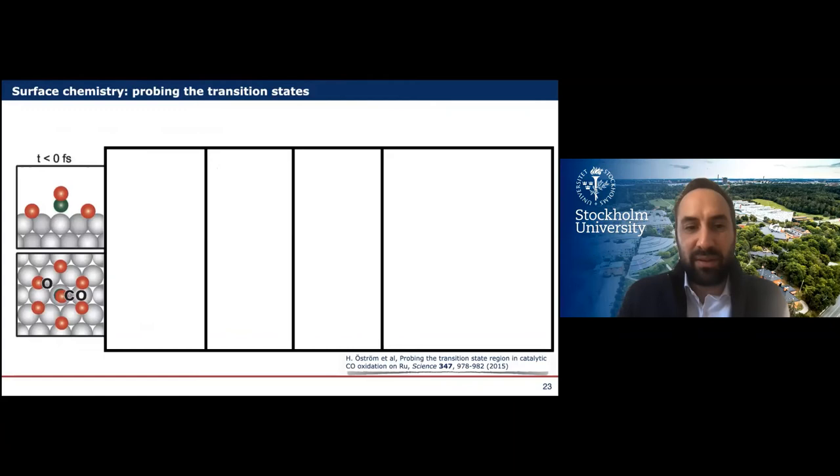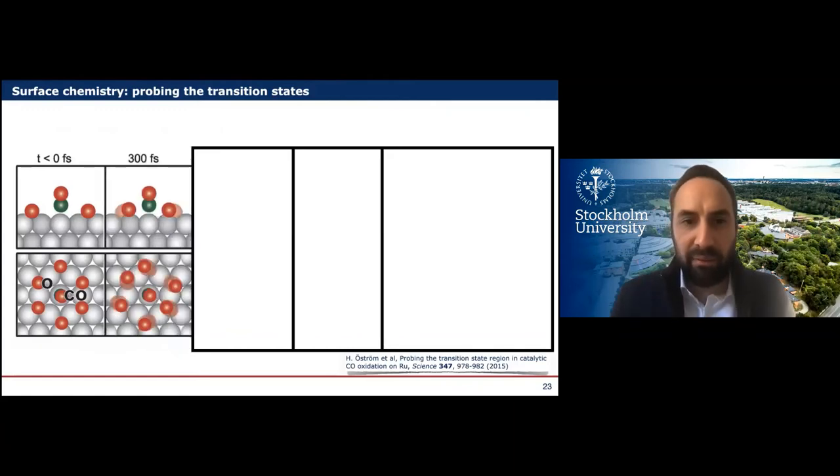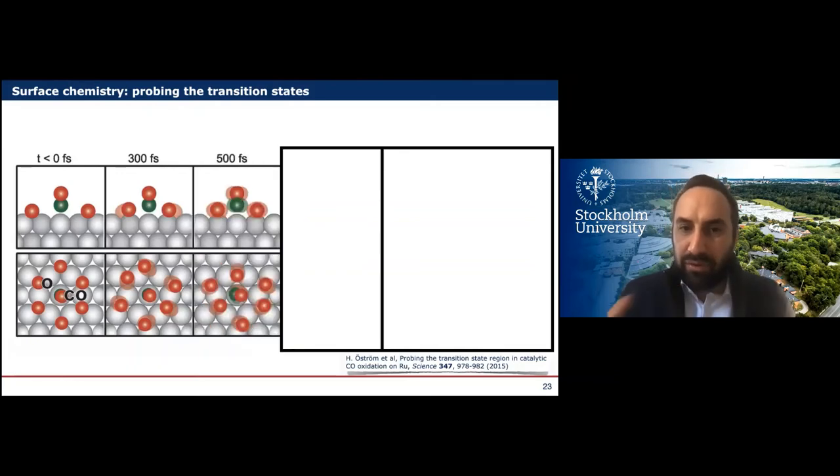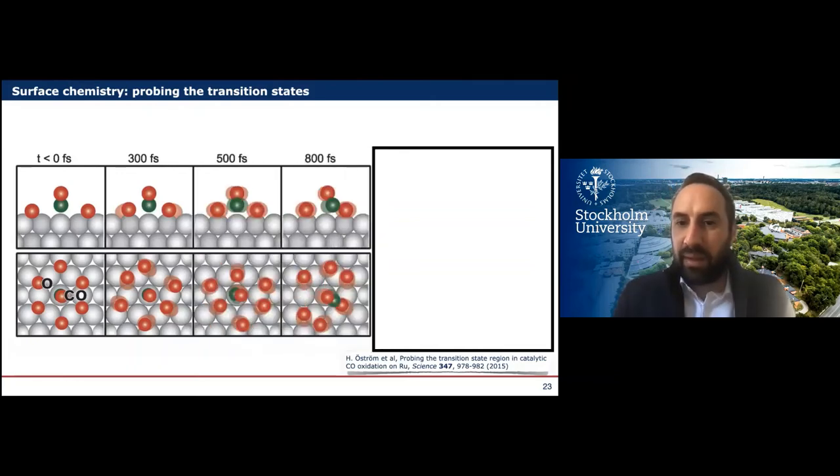Basically, you prepare a surface where you have a CO molecule and oxygen around, and you start to drive it with lasers. These atoms start to move around, and the motion increases until the CO gets quite close to the oxygen. By doing this at different time delays, you can see this happening.